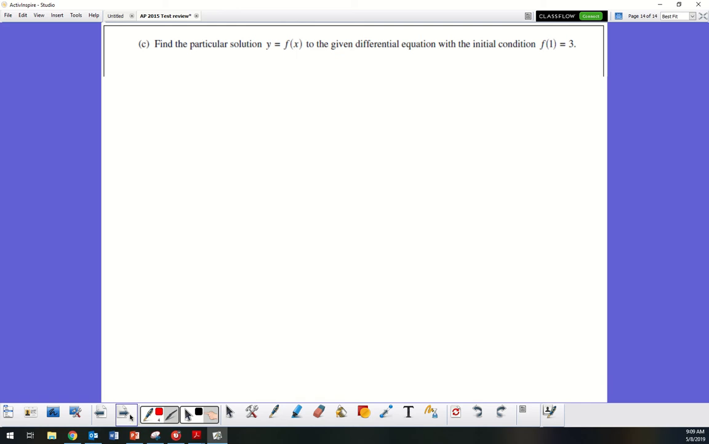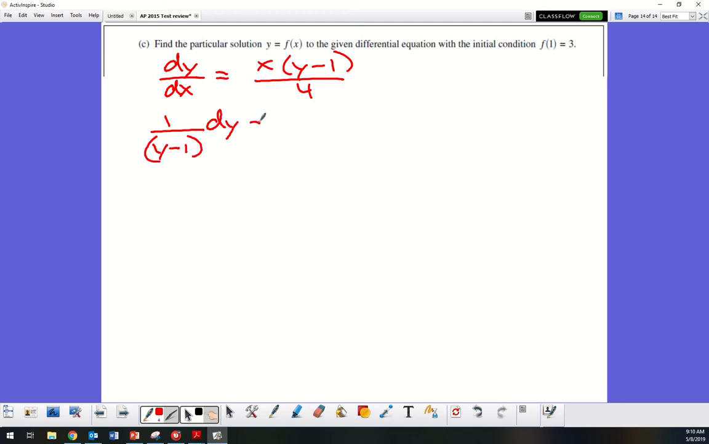So what that means is it's going to be dy dx equals my equation, which was x times (y minus 1) over 4. Now you get 0 points unless you separate your terms. So we put all the y's on the left and the x's on this side. I'm going to divide by y minus 1 on both sides to get it over here, and multiply by dx to get it here. So I'm going to have 1 over y minus 1 dy equal to x over 4 dx.